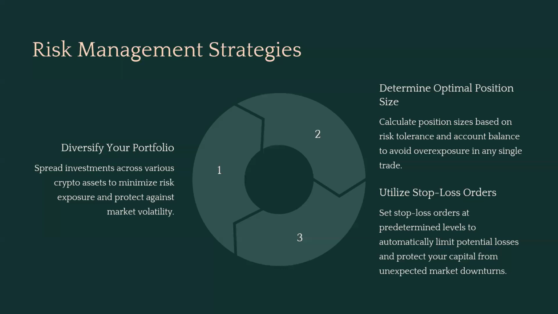So also set stop loss orders to a predetermined level to automatically limit potential loss, which can be triggered in the trading system. So usually you can limit potential loss by putting a stop loss in your trade. So this will be able to protect your capital from unexpected market downtrends.